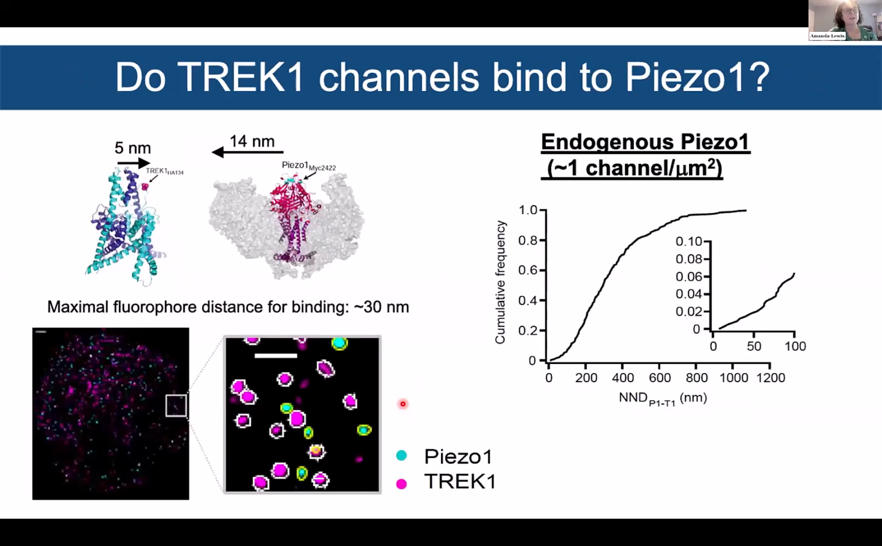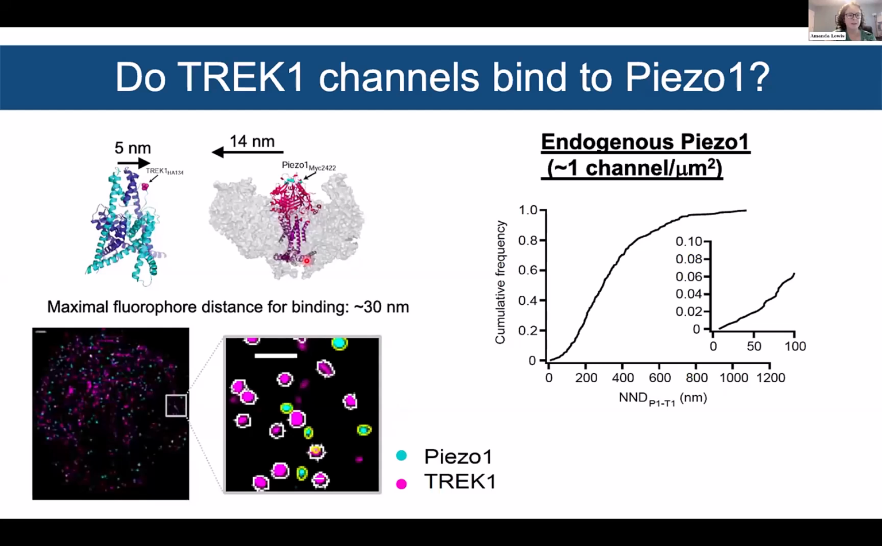And so the first question that we sought to answer with these experiments was, do TREC1 channels directly bind to piezo1? And the reason that we hypothesized that this might be a potential mechanism is that for both NMDA receptors and for voltage-gated calcium channels, the other ion channels that I brought up at the beginning that are known to undergo conformational signaling, in both cases, direct binding is the mechanism.